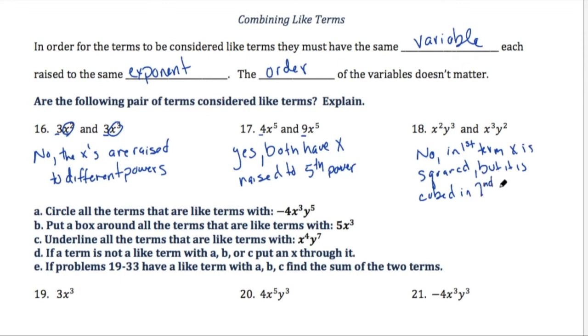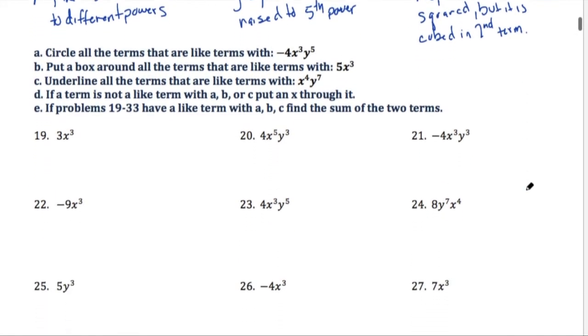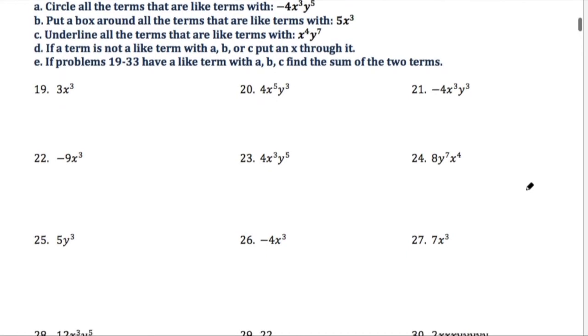Okay, let's look now at the next set of problems here. It says, for part A, circle all the terms that are like terms with negative 4x to the 3rd, y to the 5th. Okay, so we're looking for x to the 3rd, y to the 5th, irrespective of the coefficient in front. So, this has an x to the 3rd, but not a y to the 5th. Not an x to the 3rd, but not a y to the 5th. All right, looking here, we have an x to the 3rd, y to the 5th. So it says to circle that. Great. Keep looking, keep looking.